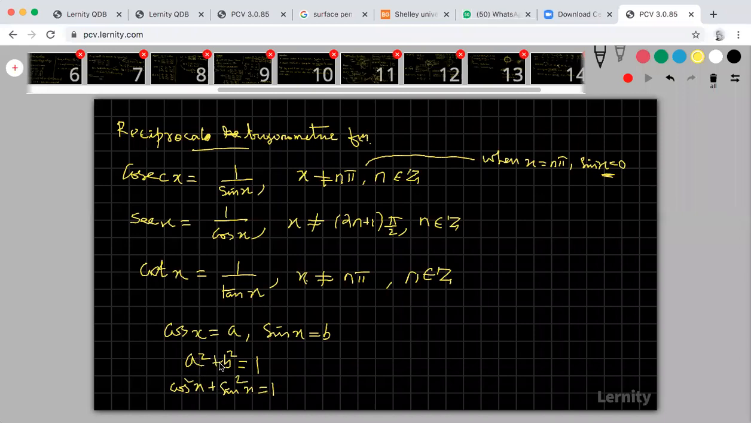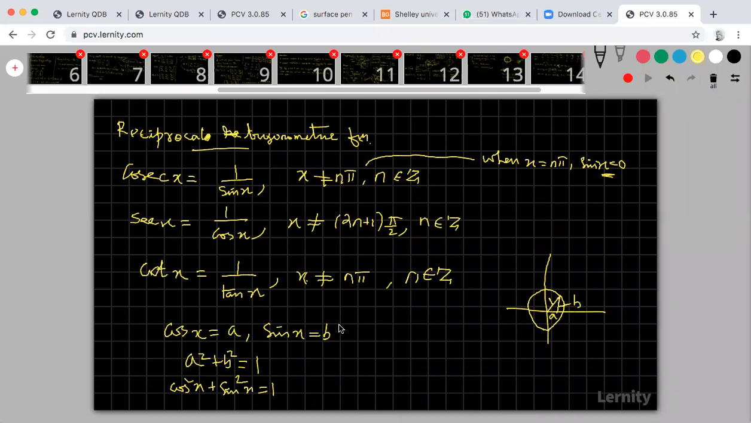How do you prove this, A square plus B square is equal to 1, sir? It is very simple, because I am considering the unit circle. This is A, this is B, and this is the unit circle, 1. By Pythagoras theorem in a right angle triangle, the sum of the squares of the sides is equal to the square of the hypotenuse. A square plus B square is equal to 1. What is my A? Cos x. What is my B? Sin x. Taking squares, cos square plus sin square is equal to 1.